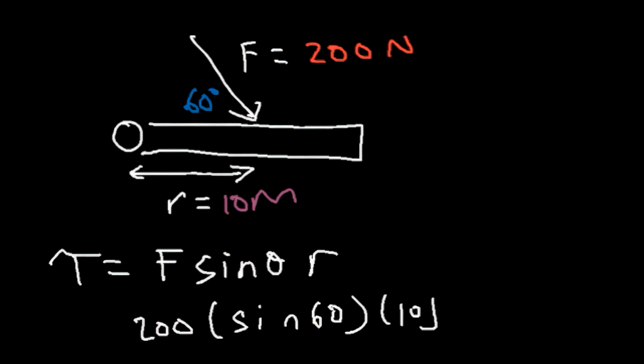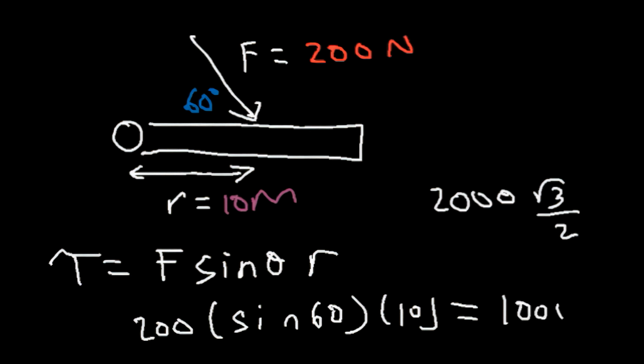So 200 times 10, that's 2,000. And sine 60 is root 3 divided by 2. So 2,000 divided by 2 is 1,000. So it's 1,000 root 3. And the square root of 3 is about 1.73. So this is about 1730, roughly, newtons times meters.